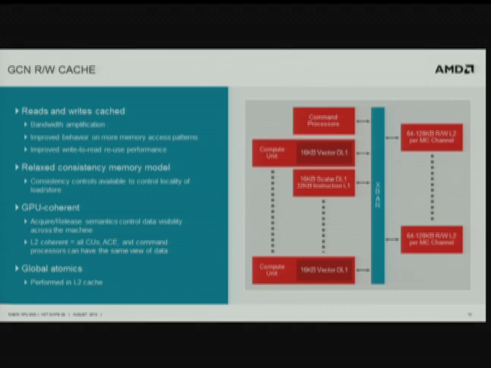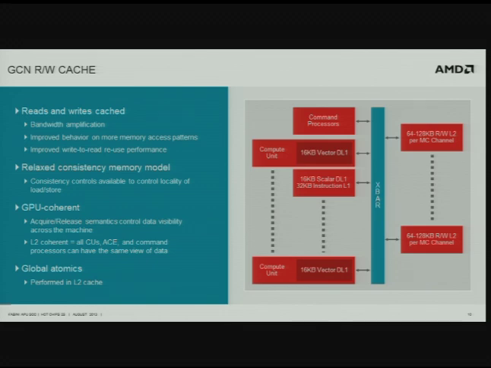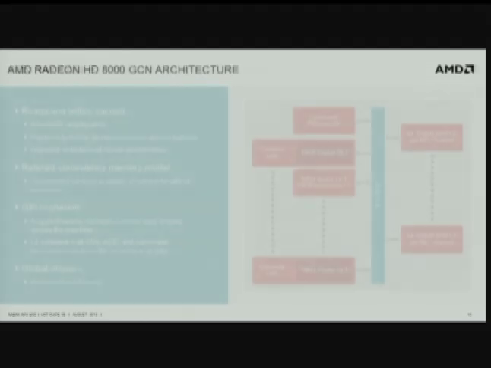The graphics engine also has a cache subsystem. Graphics engines are starting to look more and more like regular old CPUs that we know and love. This does have an L1 cache on each compute unit, and then it has an L2 texture cache as well. And those caches are kept coherent with each other and do support other things like global atomics in the L2.